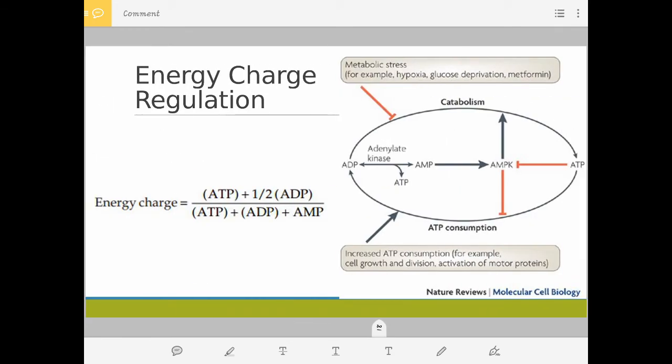So another regulation that we have is energy charge regulation. This is based on the levels of ATP you have in the cell. So we have an equation here. We can loosely estimate the energy charge within the cell by getting the concentration of the ATP plus 1/2 ADP over the total amount of the adenosine phosphates. So you have ATP plus ADP and AMP.